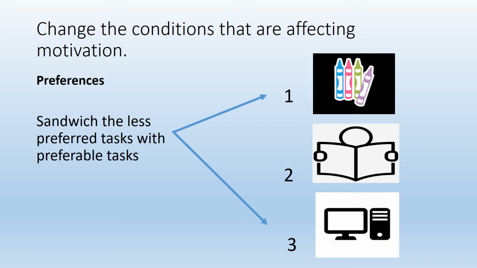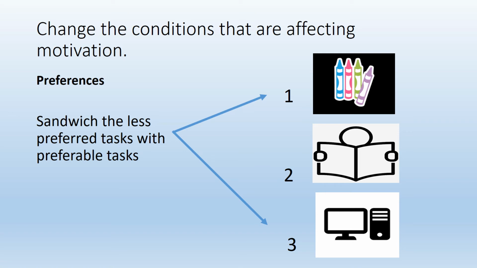If motivation is related to the task being something less preferred, we could sandwich that activity or task, or in other words, embed that task between preferred activities. Let's say the student likes to color and use the computer. We could arrange the activity schedule so that it begins with some type of coloring and ends with some type of computer activity. In the middle, the student would be asked to do the least preferred activity. Let's say that's learning to read sight words.